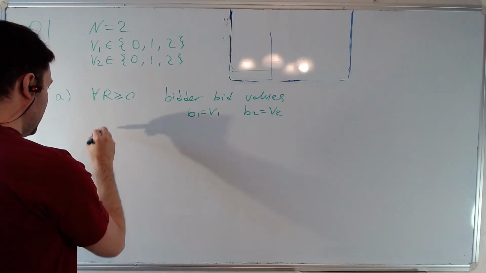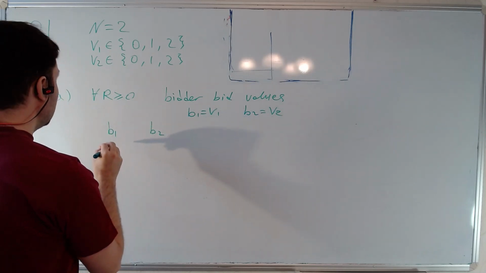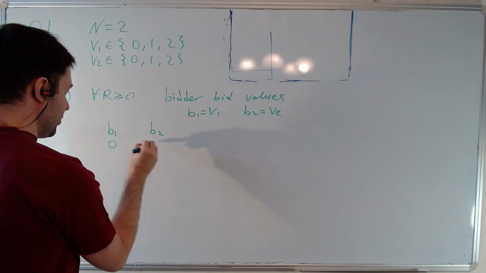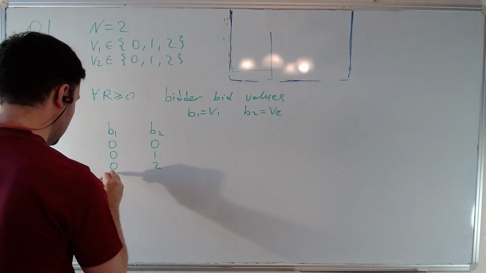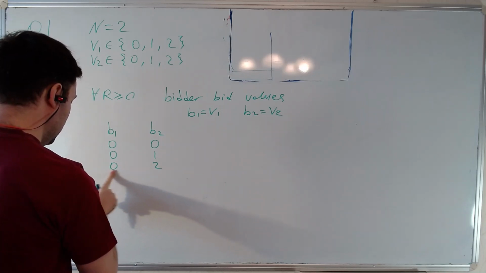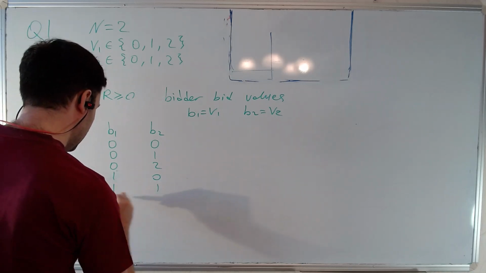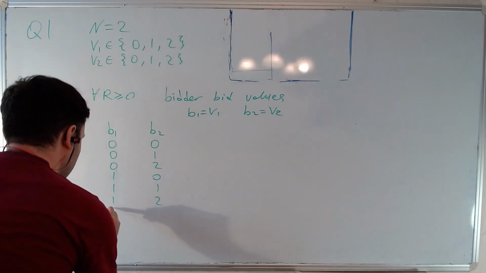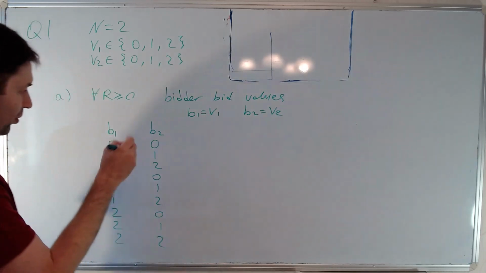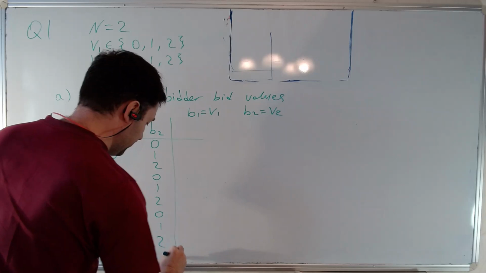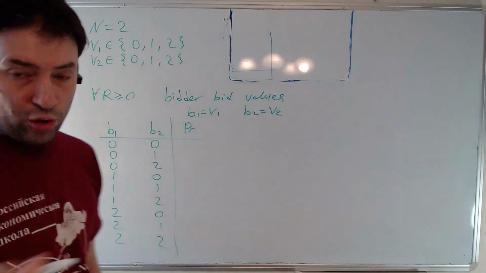So the table will be, effectively, the bid of player 1 and the bid of player 2, and we have three values, so we'll have 0,0; 0,1; 0,2; 1,0; 1,1; 1,2; and finally 2,0; 2,1; 2,2. Overall, we have 9 outcomes, and their respective probability will be just the product of two probabilities.